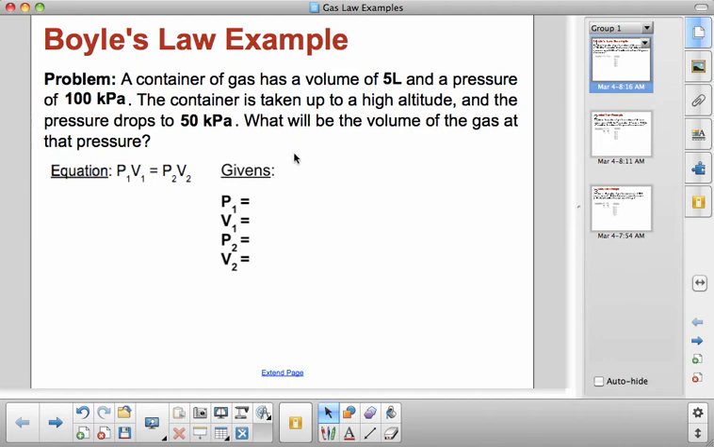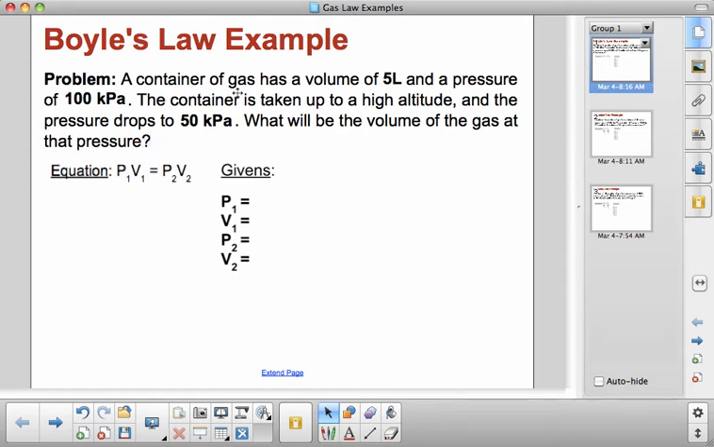So this example is going to be for Boyle's law. Let's read the problem and then plug in our givens into the equation so that we can see what we're doing. It says a container of gas has a volume of 5 liters and a pressure of 100 kPa. That's kilopascals. The container is taken up to a higher altitude and the pressure drops to 50 kPa. What will be the volume of the gas at that pressure?